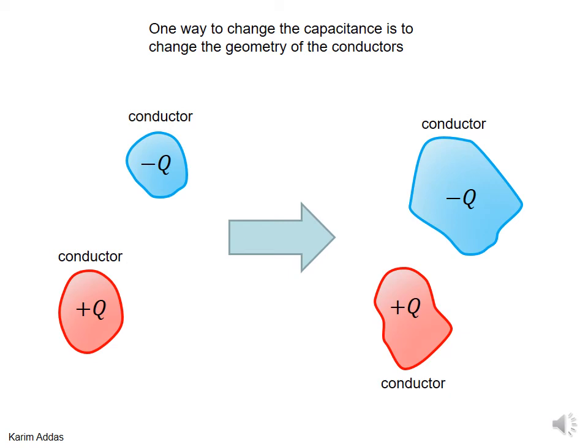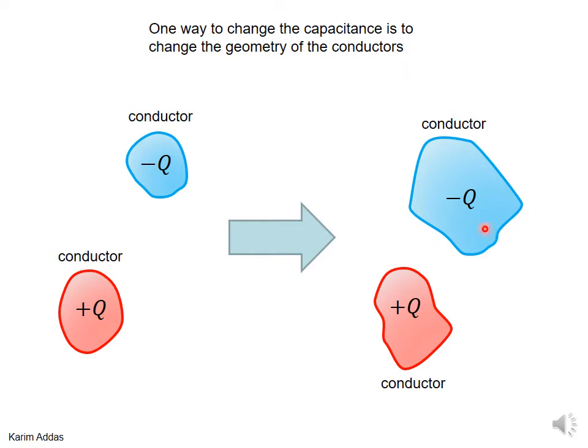So before we go into the details about how dielectric material or insulating material changes the capacitance, let's look again at the three main ways that you can change the capacitance of a device, of a capacitor. If this is a capacitor that consists of two conductors and you have plus Q on one and minus Q on the other, one way to change the capacitance of this device is to change the geometry.